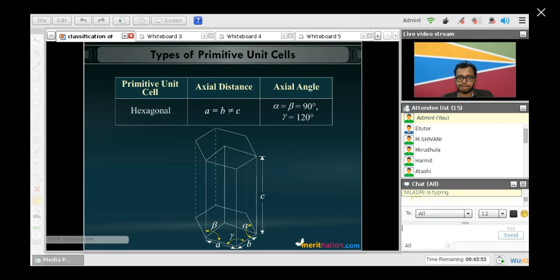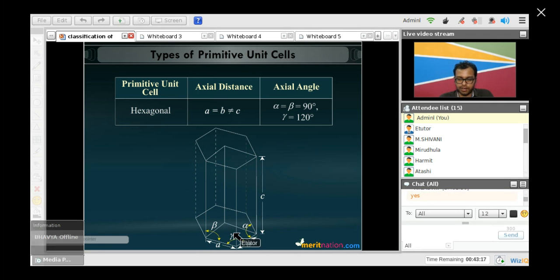Yeah. Now another type of primitive unit cell is hexagonal unit cell. In hexagonal unit cell, you will have a hexagon, and a structure will be over the hexagon. So this is a hexagonal plate. This is the top view of the hexagonal unit cell, right? This is the top face of the hexagonal unit cell, and this face is the bottom face, right?